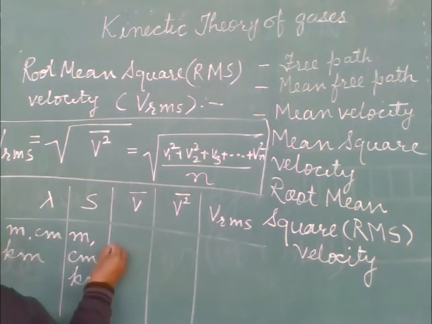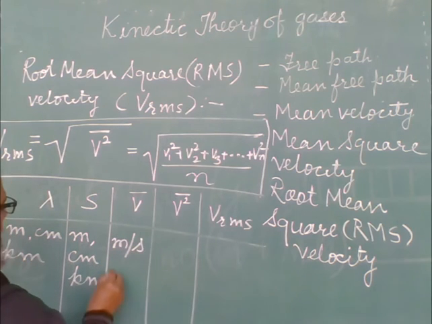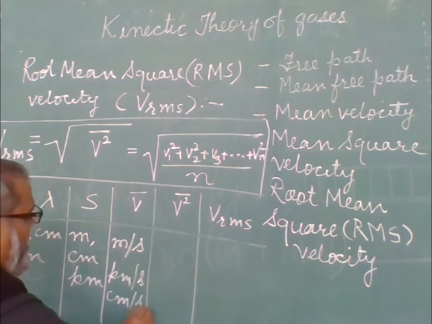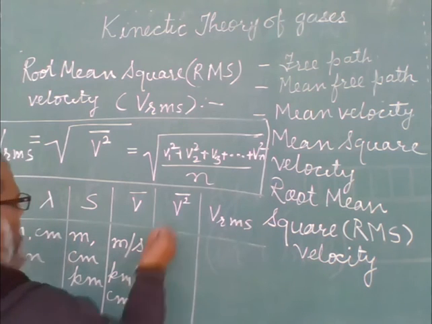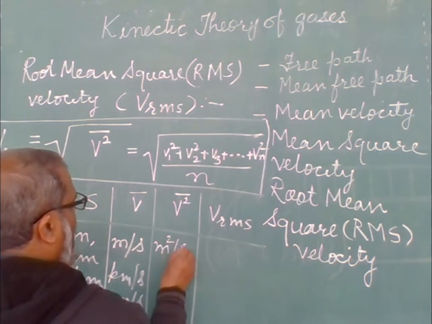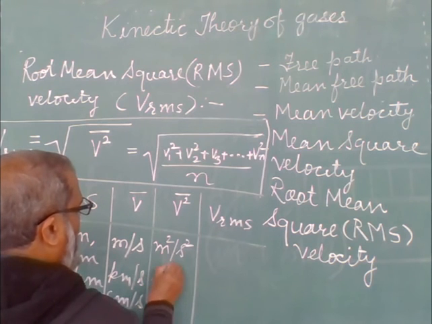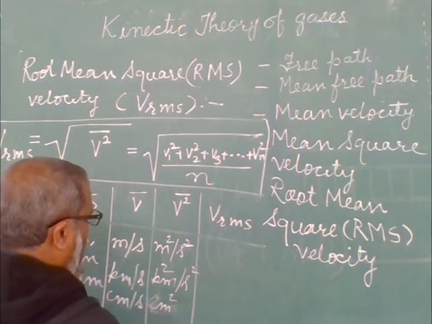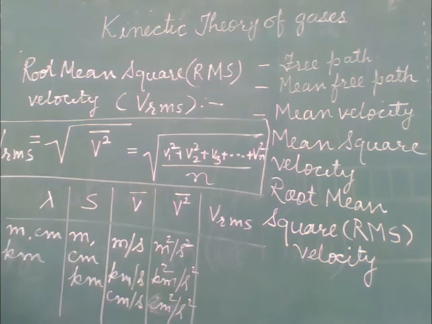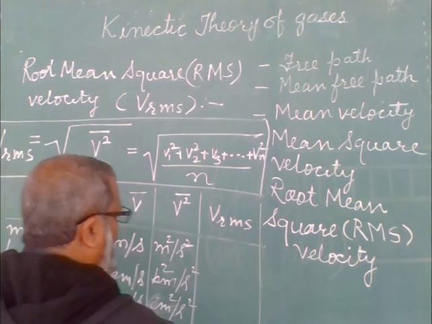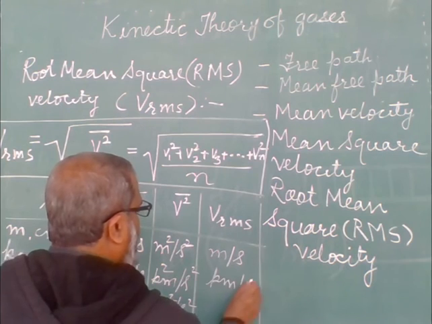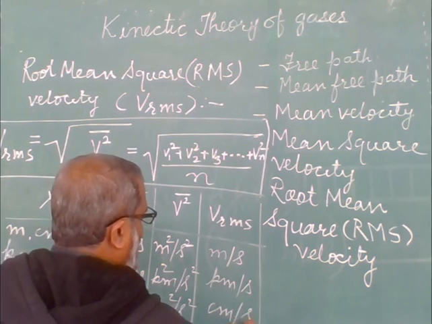Then mean velocity: it is meter per second, or sometimes kilometer per second, sometimes centimeter per second. Then mean square velocity: meter square per second square, kilometer square per second square, again centimeter square per second square. And the last, RMS velocity. It is also measured in meter per second, kilometer per second, centimeter per second.